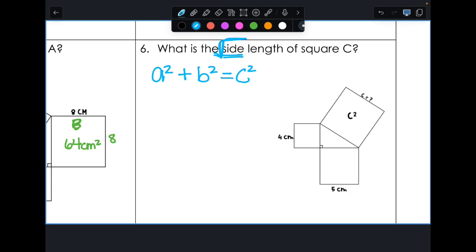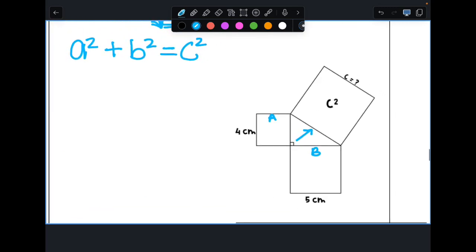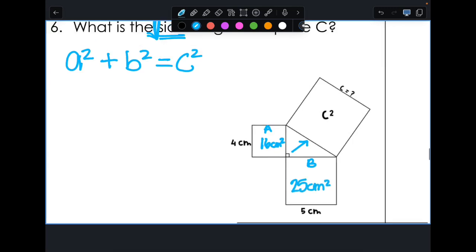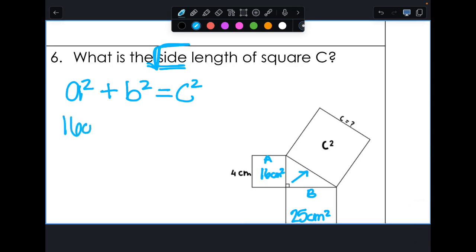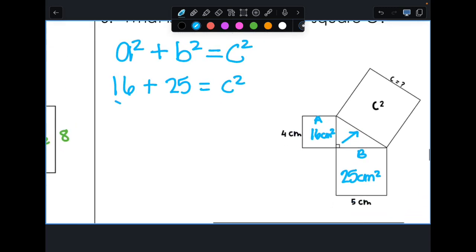Which one's your A? The smallest one. And then you got B. And C is called your? Good, hypotenuse. All right. To find the area of A, what am I going to multiply? 4 times 4, which is? 16. So 16 centimeters squared. To find B, I multiply. And that gives me? All right, now we substitute. A is 16. Oops. B is 25. Let's find C squared. 16 plus 25.